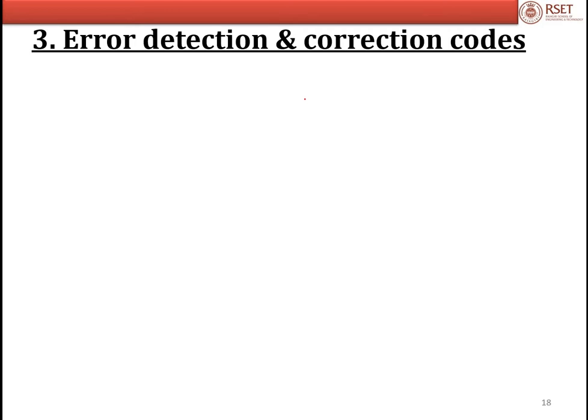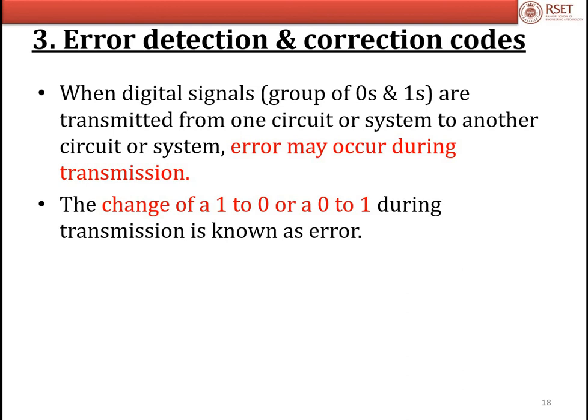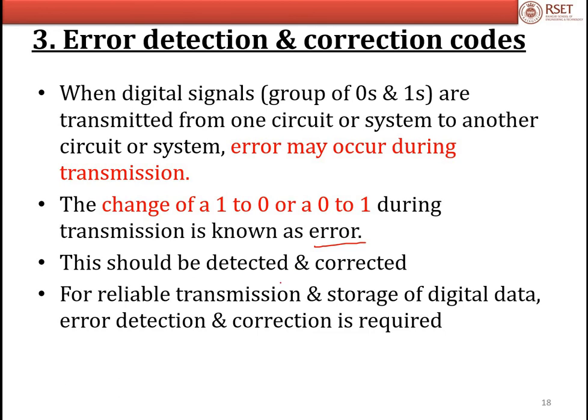So third one is error detection and correction codes. When digital signals are transmitted from one circuit to another circuit, errors may occur during transmission. So change of a 1 to 0 or a 0 to 1 during transmission is known as an error. This should be detected and corrected for transmission and storage of digital data.